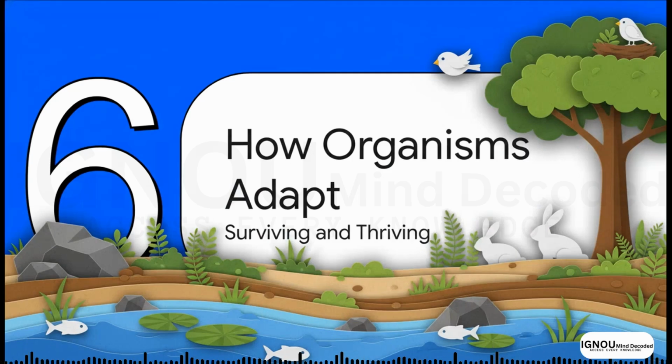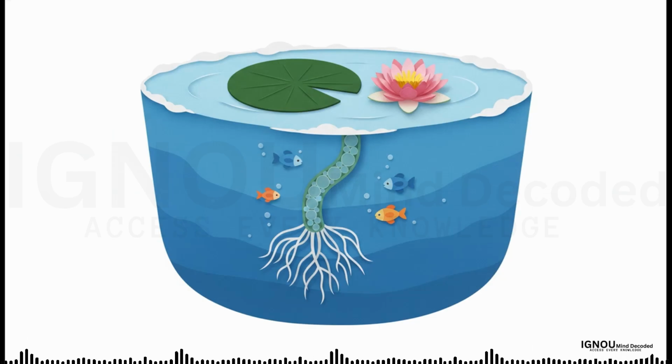Okay, let's zoom in a little bit and talk about the actual plants and animals. To survive in all these different environments, from a soaking wet pond to a bone-dry rock, they need special features, or what we call adaptations. Let's look at hydrophytes, which are just water plants. They have some really clever adaptations for living in water.